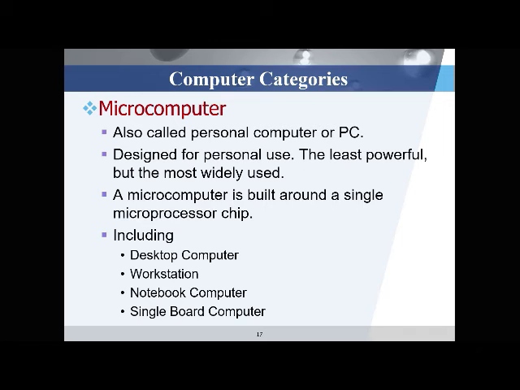So the last type of computer is called the microcomputer. It can also be called personal computer or PC for short. So it is designed for personal use. Okay, it is the least powerful but most widely used machine, and is built around a single microprocessor chip, not like the previous types. Those machines usually have more than one microprocessor, but a PC usually has only one microprocessor, and includes different types of machines like the desktop computer, workstation, notebook, single board computer, but they all belong to the microcomputer.